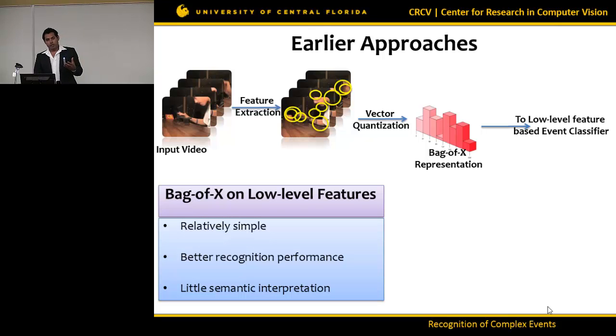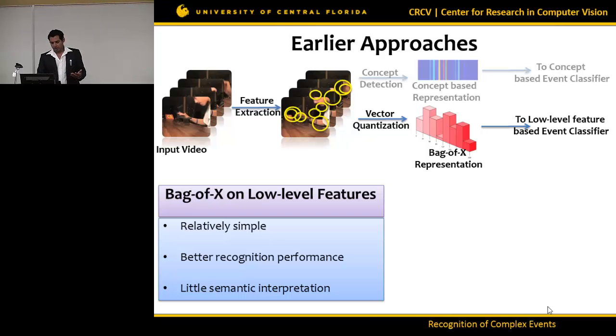The good part about them is they are relatively simple to implement, and they give a good recognition performance over standard data sets. The bad part is you don't have any semantic representation of what is going on inside the video. For example, these low-level features cannot express what exactly is meant by a person feeding an animal.